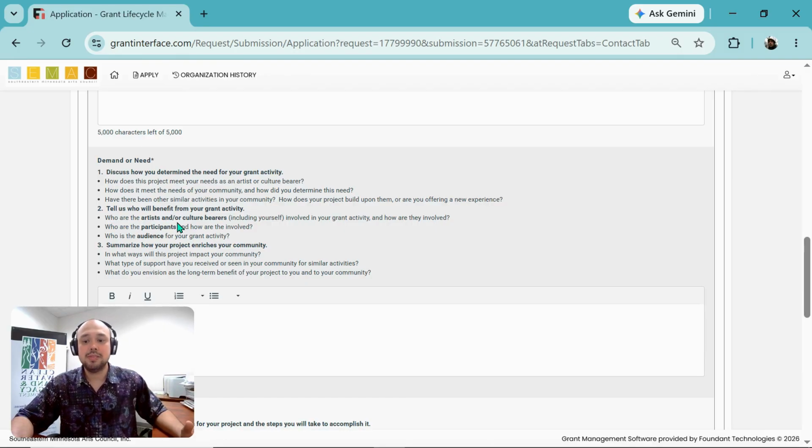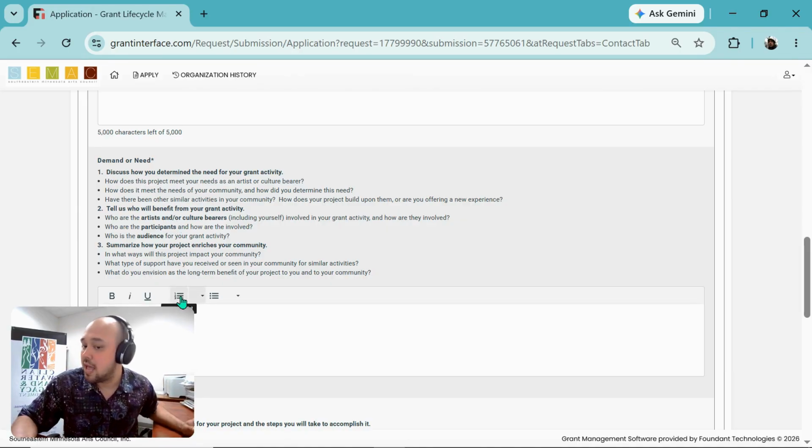Reviewers are often looking for a clear connection between the project you're proposing and the people who will benefit from it. Another common mistake is focusing only on the artist. While your own artistic development may absolutely be part of the need, reviewers are often looking for a broader picture as well. How does this project benefit participants, audiences, collaborators, or the community? Let's look at how two applicants answered those questions. So, let's look at the third example made by Sujin, and I recommend you pausing the video right now.